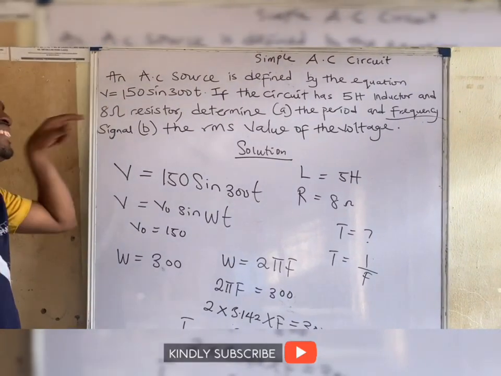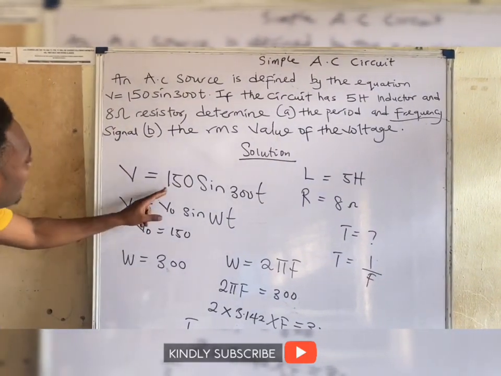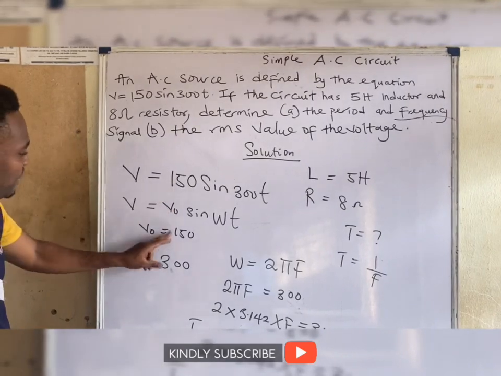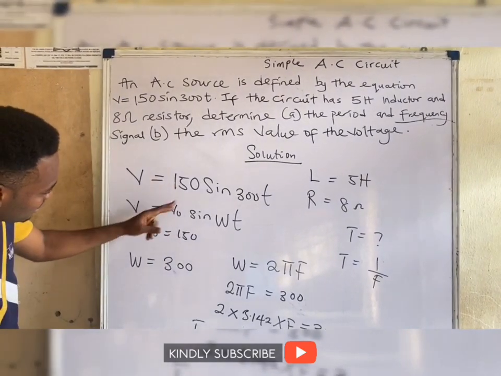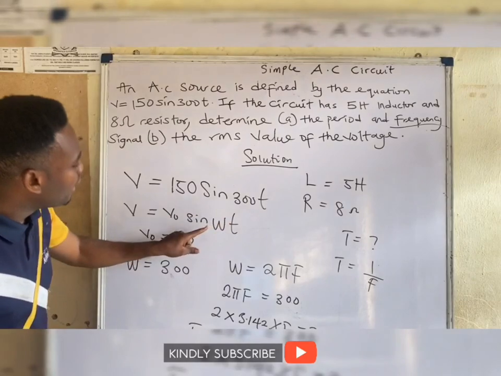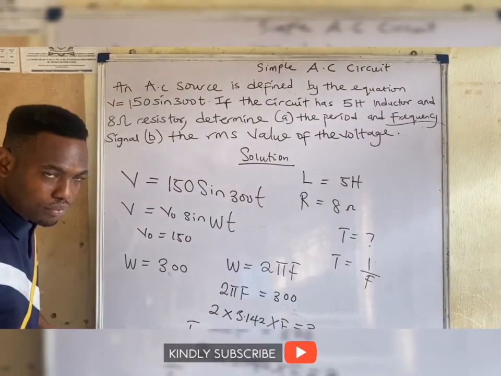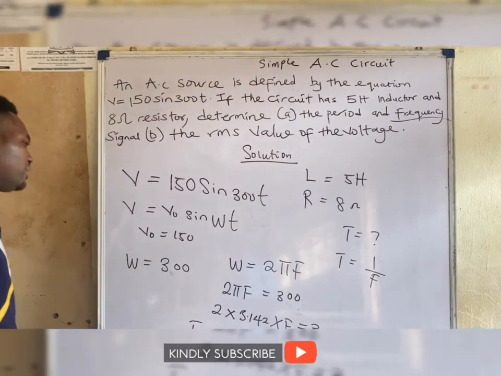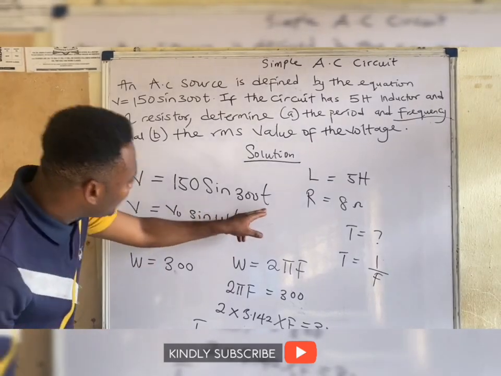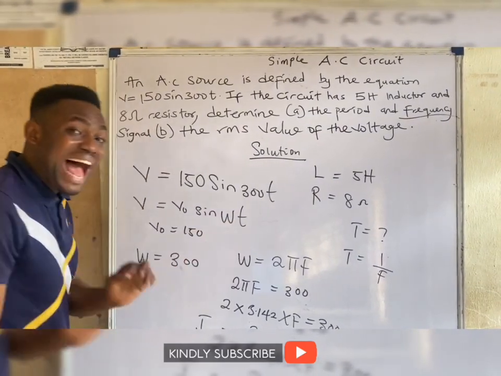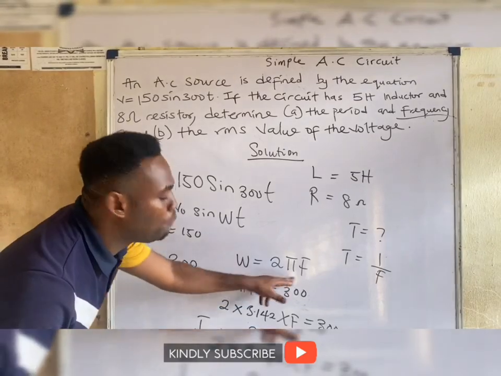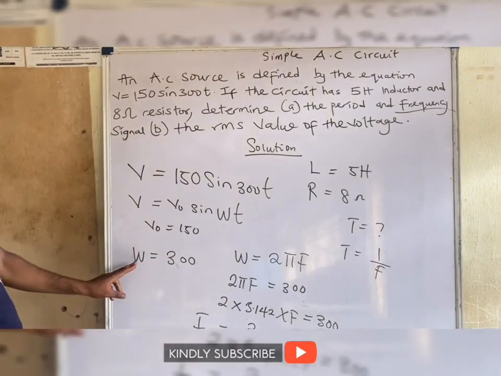For questions like this, this is how we solve it. So we'll go by comparison. V naught is 150. Look at it there. Sine, sine. W is what? 300. W is 300. Then, because I'm having 300T and I'm having WT. And again, W has formula 2 pi F. Then, that W is 300.